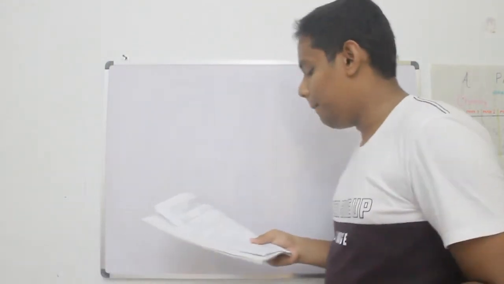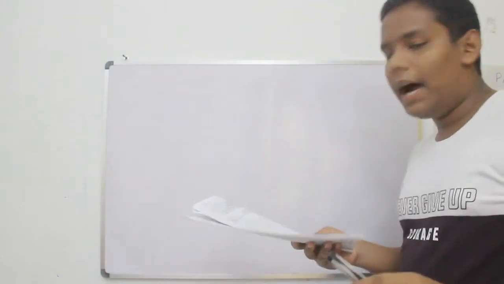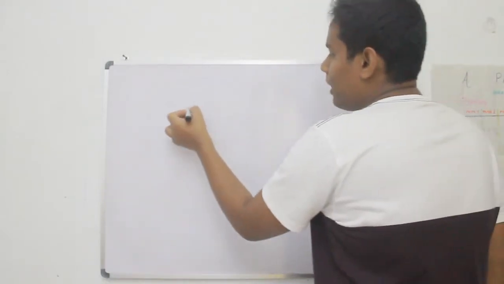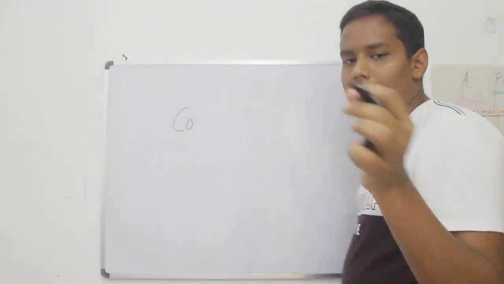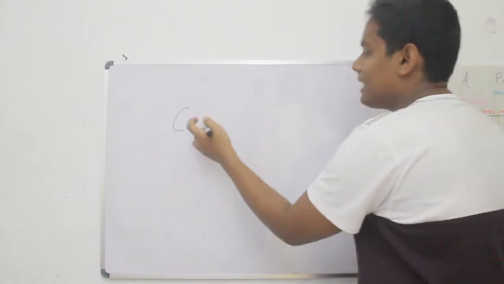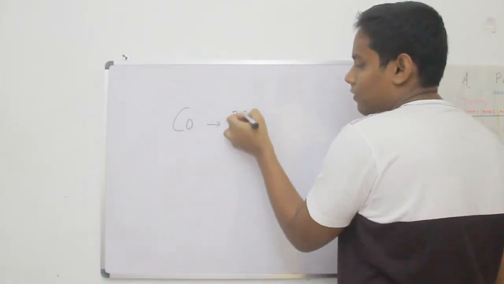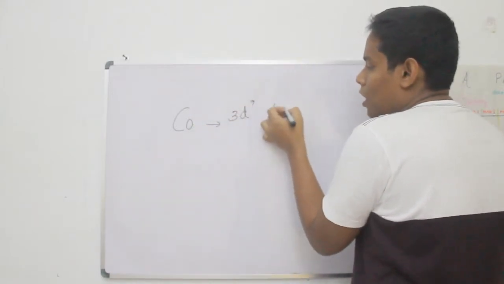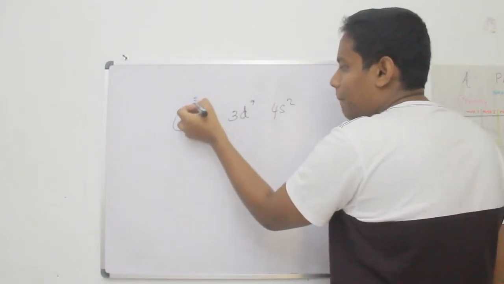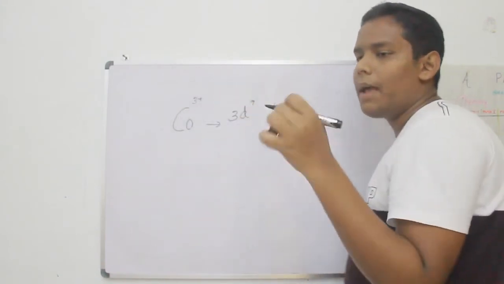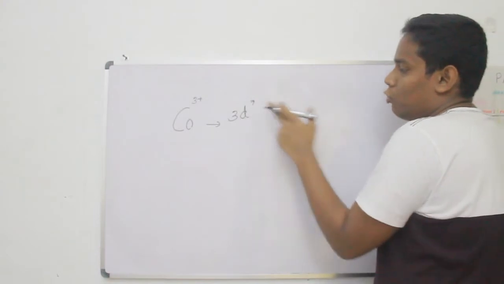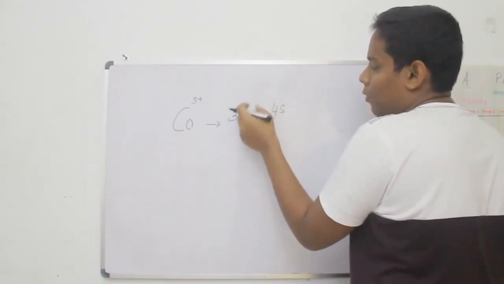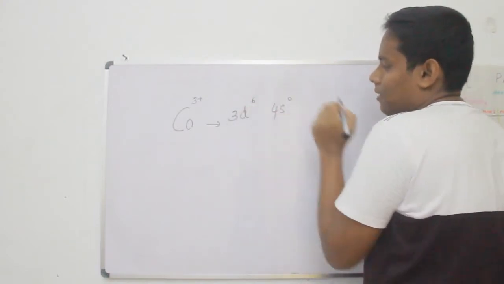Okay, question number 1. The number of unpaired electrons present in a gaseous cobalt-3 plus ion in its ground state. You know that cobalt, if you have properly memorized the periodic table, has an outermost electronic configuration of 3d7 4s2. So if it has to be cobalt-3 plus, 3 electrons from the outermost shell should be removed. So here 2, and from 7 we had to remove only 1, giving it 6.